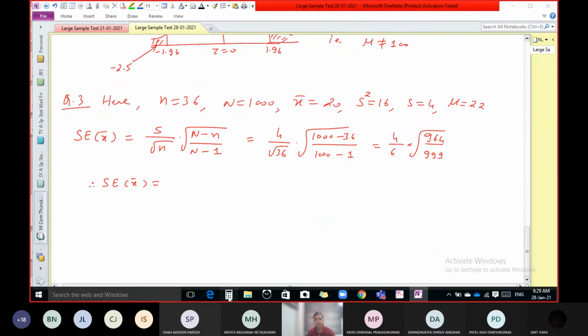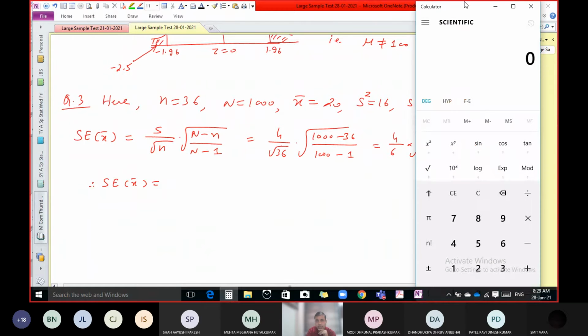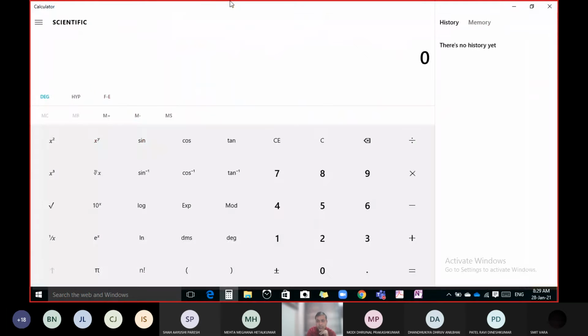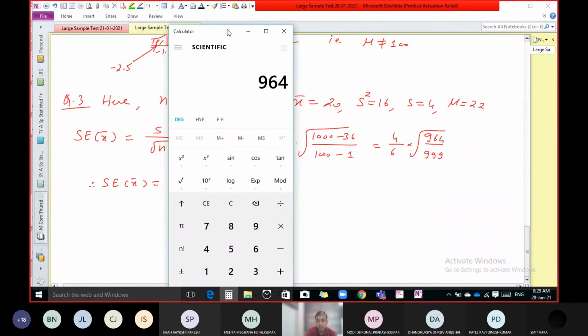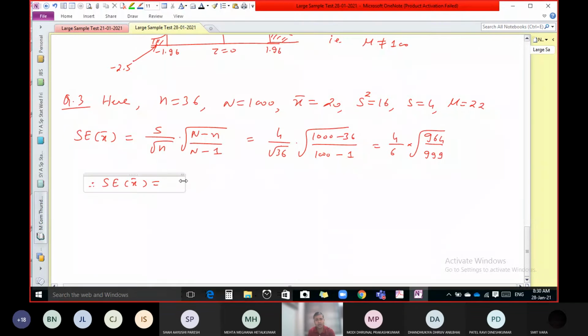So 964 divided by 999. We get 0.96. Let us take the square root of that. So we get 0.98 into 4 divided by 6. So 0.6549, or you can write 0.655. That is our standard error of x bar.